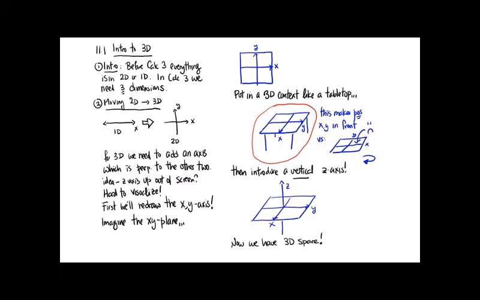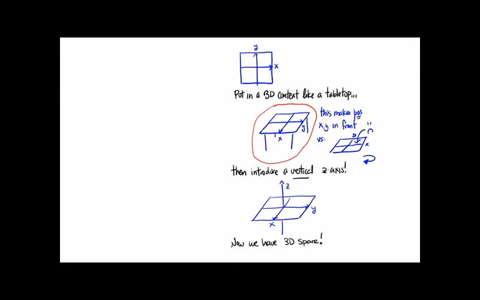So let me clear the left side of the screen and then redraw a little bit of this. All right, so let's say here are the axes without the table. So this is typically what we'll draw.